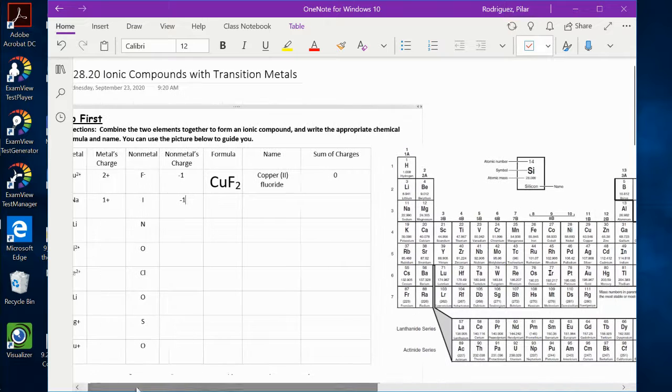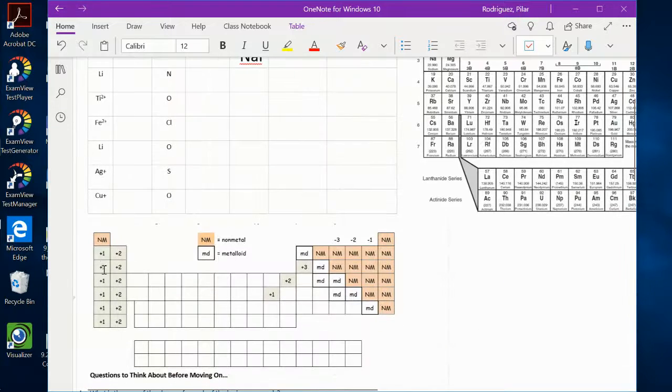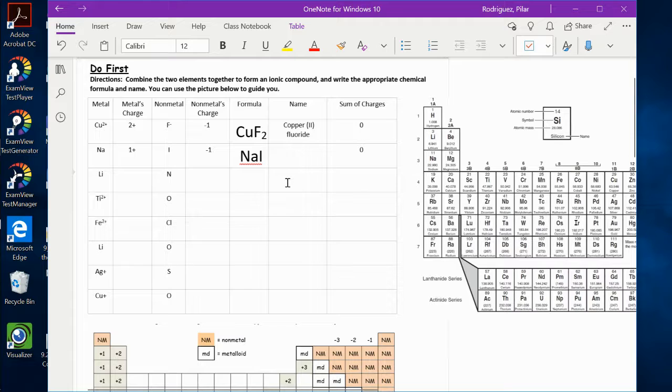The formula, the hardest part, I see that +1 and -1 are the same charge, so I only need one of each to cancel them both out. So I know that my sum of the charges, because I have one of each, and each one is +1, -1, +1 and -1 make 0. The name, this sodium, Na, that's in group 1, is not a transition metal, so I do not need to put it in parentheses. This is just going to be sodium iodide, ending in IDE.